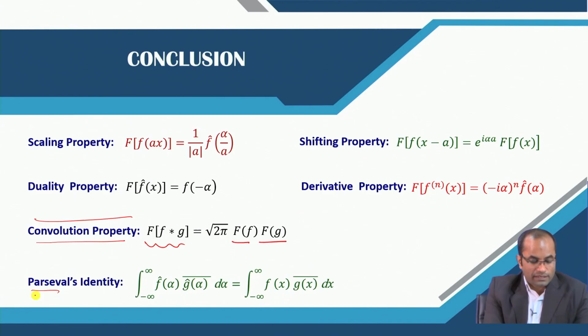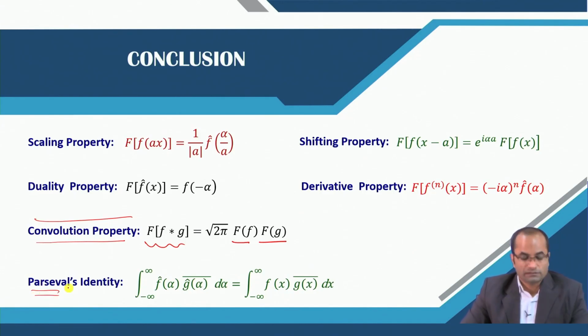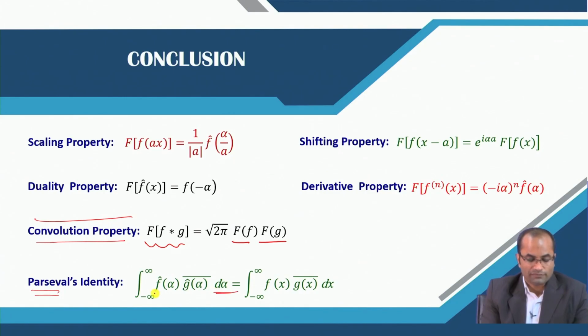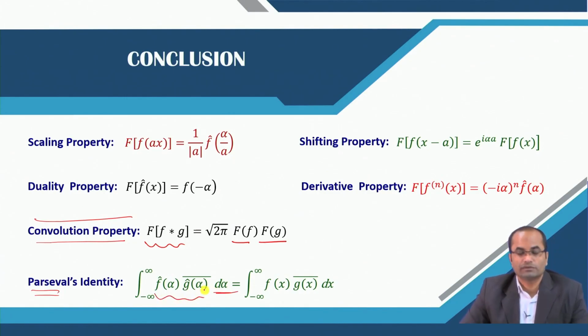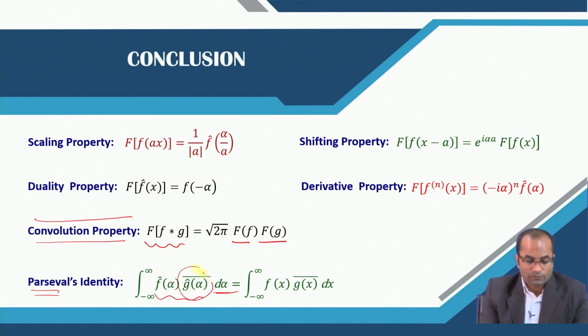And then at last we have also seen Parseval's identity, which says that the integral over alpha of the product of the Fourier transforms of f and the complex conjugate of g is equal to the integral of the product of the function f(x) and the complex conjugate of g.